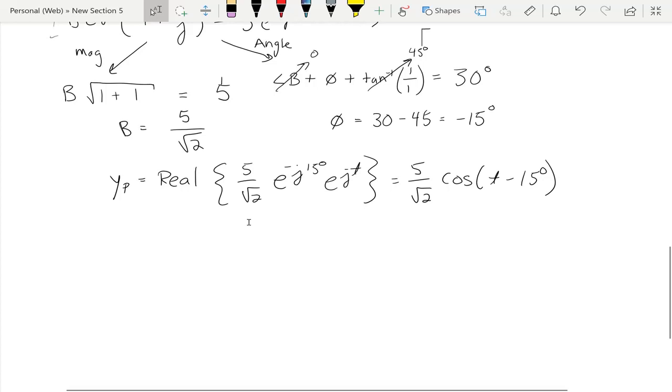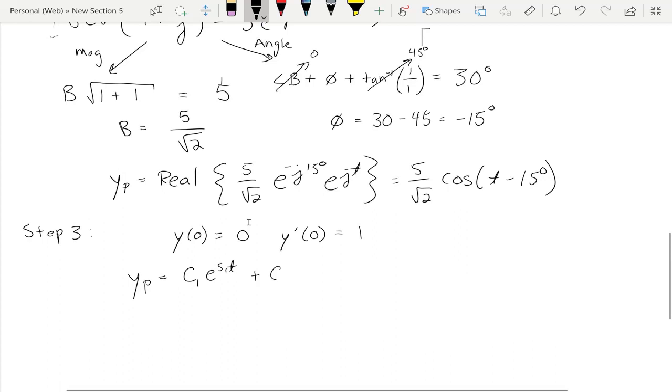Now what do I have to do? Put them together, right? This is my step 3, my total solution. I have y(0) equals 0, and I was told that the first derivative at time t equal to 0 is equal to 1. So let's do this. I've got y equals C1 e to the S1t plus C2 e to the S2t, plus the whole thing.